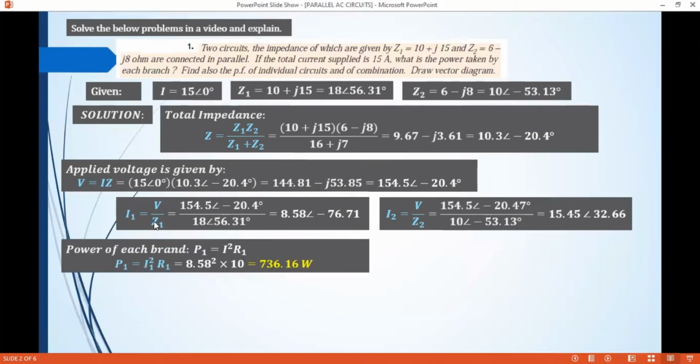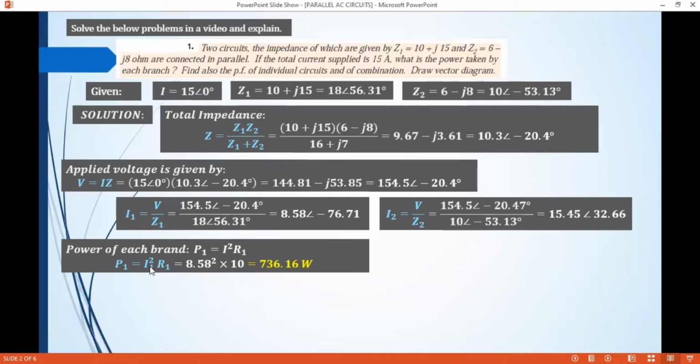So next thing to do is to solve for the power of each branch. So we have the formula for the real power. We have P1 is equal to I squared times R1. Or for the general formula, we have P is equal to the current squared times the resistance. Since we will solve for the power of each branch, we will specify this. So we have P1 is equal to the I1 squared times the resistance 1.